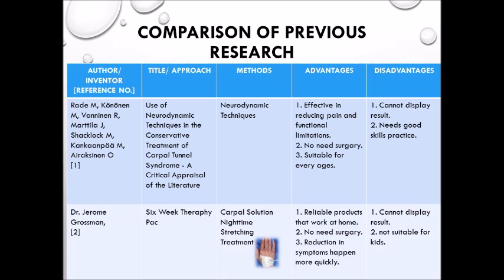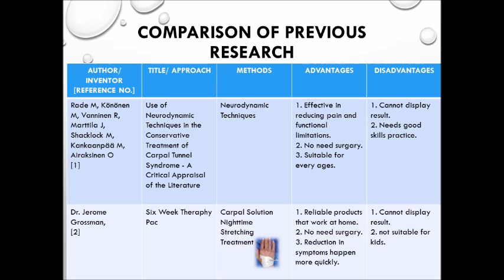Secondly is the 6-week therapy pack. The method used is couple solution nighttime stretching treatment. The advantages are a reliable product that works at home, no need for surgery, and reduction in symptoms happens more quickly. It cannot display results and is not suitable for kids.